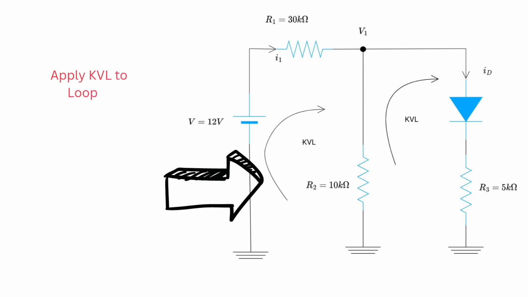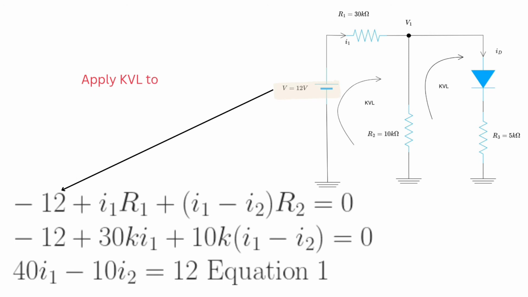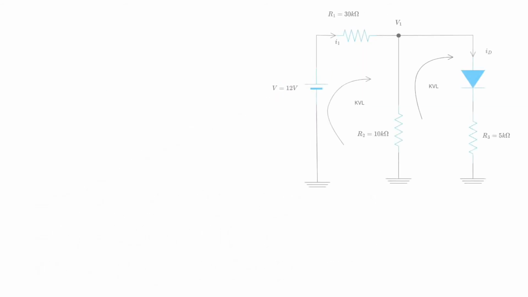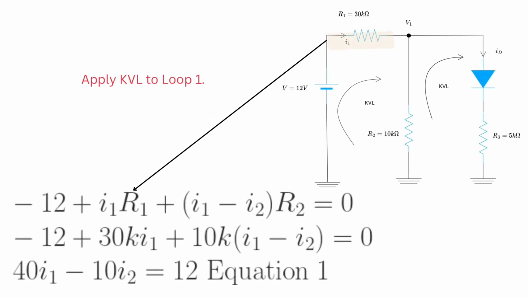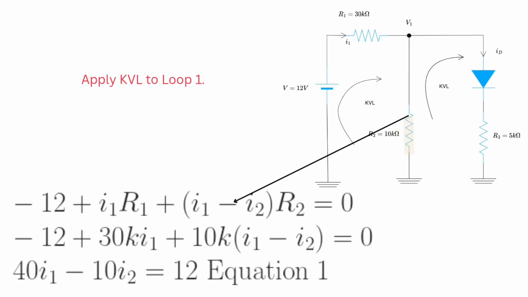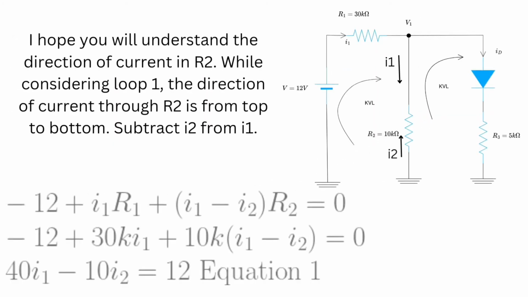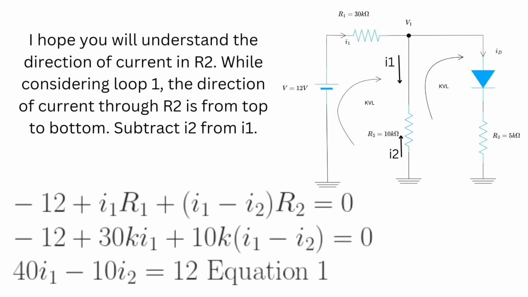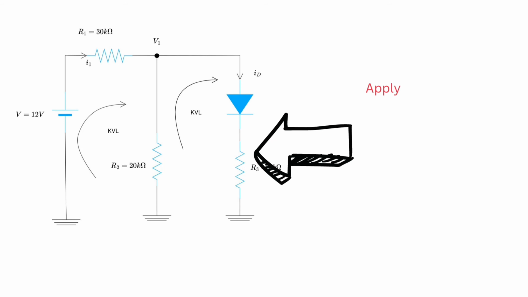Apply KVL. Start with the first loop. This is minus 12 volt plus I1 R1. This is voltage across R1. Similarly, voltage across R2 is calculated as (I1 minus I2) into R2. I1 minus I2 is the current flowing through R2. We get equation 1 from this loop.